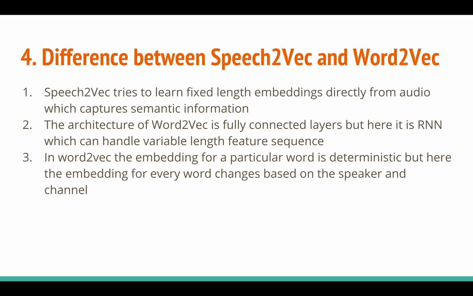We will see how different those vectors are going to be, and how to get a fixed length representation, and how much variation there is for every word based on the number of speakers, and all those experiments later. So basically what we are saying is that word embeddings generated using raw text data are deterministic embeddings, but the embeddings we get using Speech2Vec may vary based on speaker and channel variations.